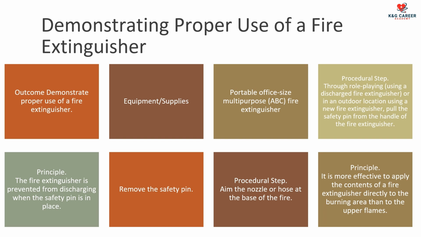Remove the safety pin. Procedural step: aim the nozzle or hose at the base of the fire. Principle: it is more effective to apply the contents of a fire extinguisher directly to the burning area than to the upper flames.